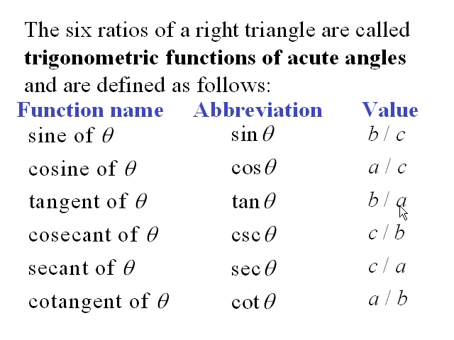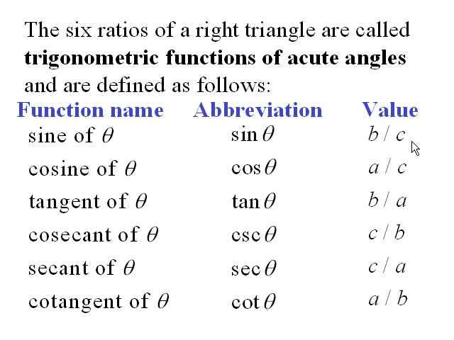That's B over A. You might have noticed that this lecture was titled this funny looking word Sohcahtoa, and Sohcahtoa is there to remind me of those values. S in Sohcahtoa is sine. Sine is opposite over hypotenuse.